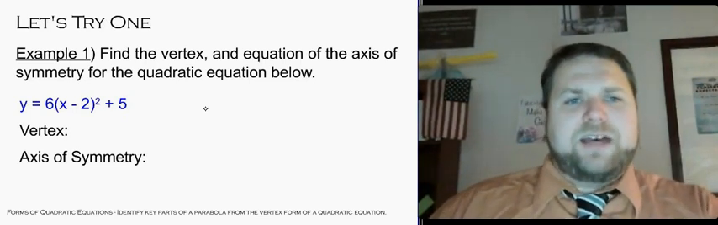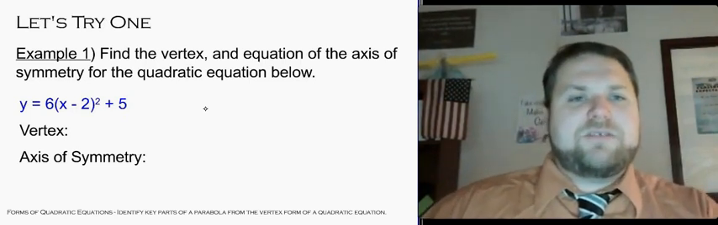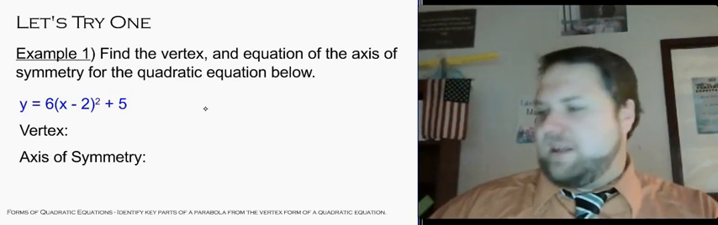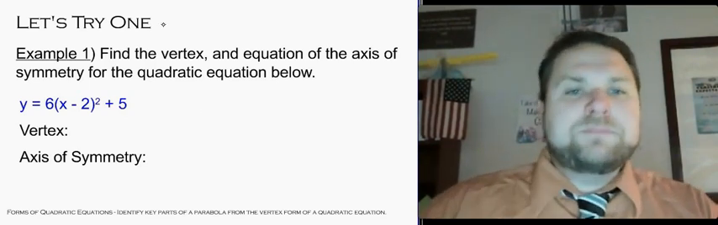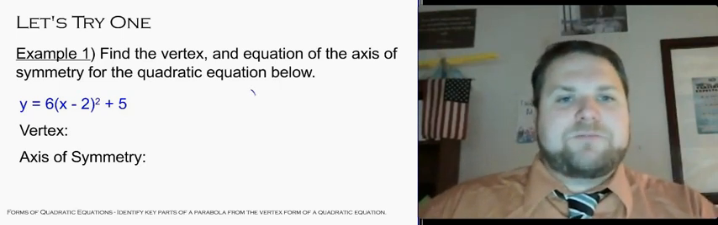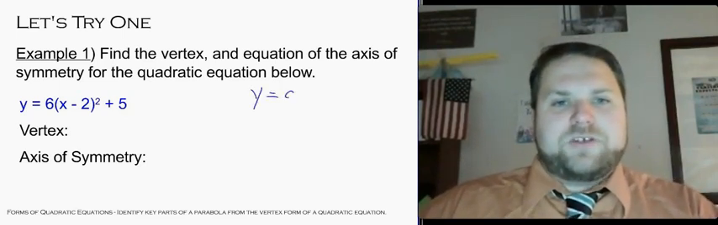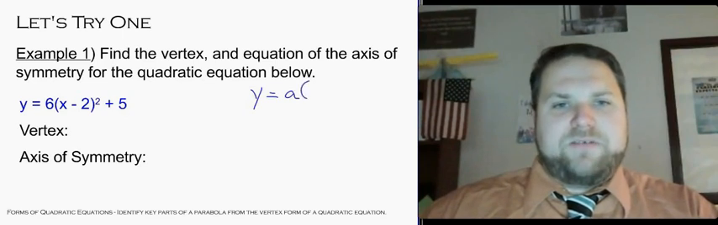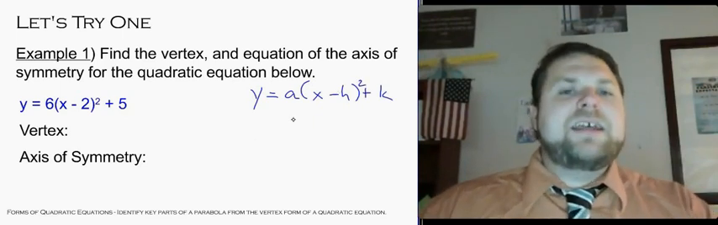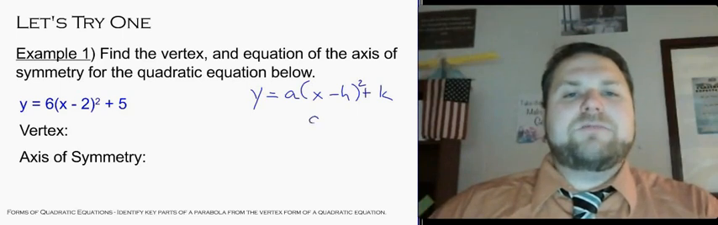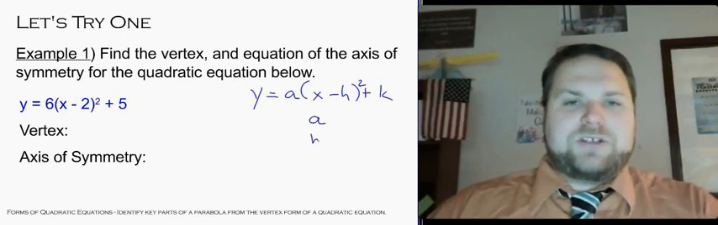So here we go. Find the vertex and an equation of the axis of symmetry from the quadratic equation below. This thing is in vertex form. And so what I'm going to do is write out our generic version of vertex form. Don't forget the square there. That's easily done. And let's just find now what are A, H, and K.